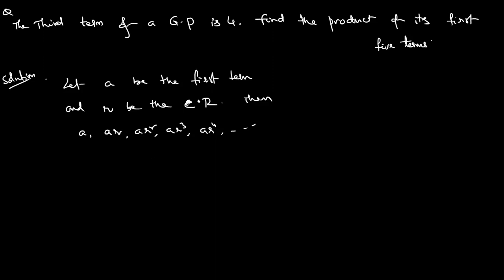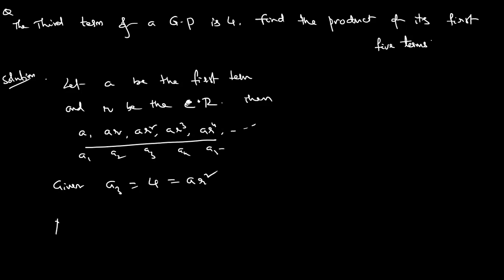Getting a point here. Now see, first 5 terms, these are the first 5 terms. Am I correct? So they given A1, A2, A3, A4, A5. Since A3, the third term here, 4 is given, that is AR square. Leave it. Now, product of first 5 terms. What is the answer? Anyone?